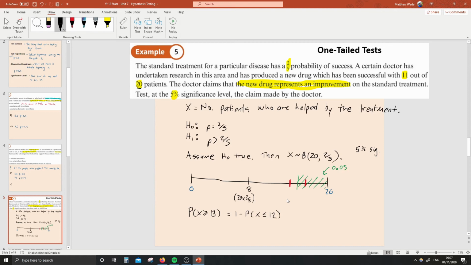Does that make sense, buddies? I hope it does. That's the hardest part. Because if you had 12 or less, that's going to get you bigger than 0.95. So when you take that away from 1, you're going to be left with a number that's less than 0.05, which is what we want.